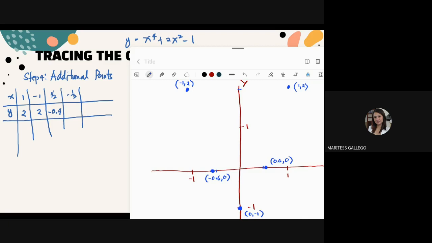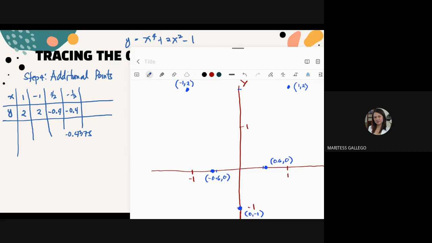Pareho naman yung nakukuha kong value. Still negative 0.4, 0.4375, di ba? If I'm going to be specific, yan yung nakukuha nyo. Negative 0.4375. They're the same. Bakit dapat pareho sila? Kasi di ba sabi natin, they are symmetric with respect to y-axis. So, mirror image dapat sila sa y. So, pareho. I-check nyo nga yung sagot mo.